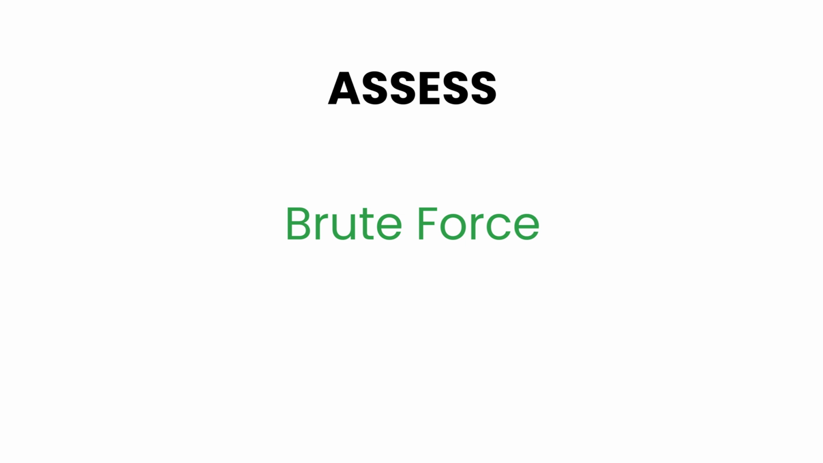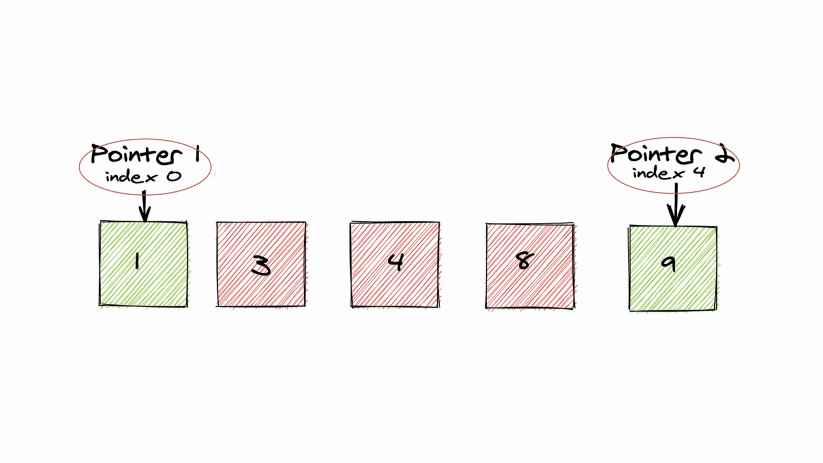Let's assess what's tricky here. A brute force way is to count the nodes, then walk to the node just before the one to remove. But that takes 2 passes. Interviewers want a slick, 1-pass solution. The classic trick is to use 2 pointers, fast and slow.